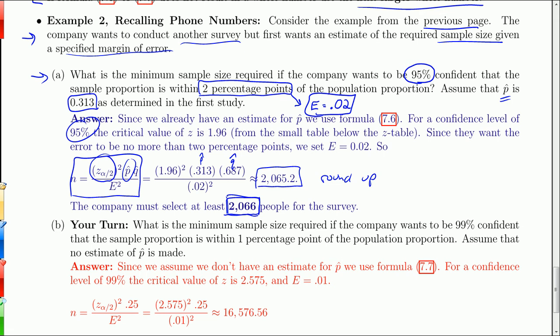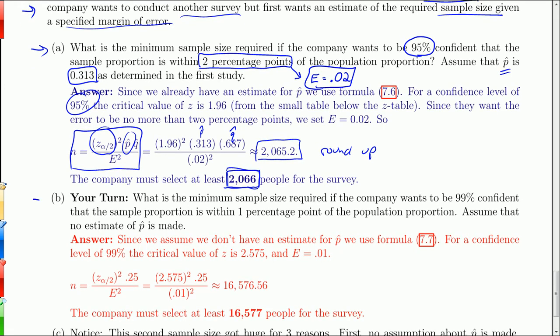Okay, so your turn. Same question. What is the minimum sample size required if, and I'm going to change some of these constraints, I want to be 99% confident, so I'm going up in confidence, that the sample proportion is within 1 percentage point. So my margin of error is 0.01. And I'll assume that I don't know p hat, right? Because p hat might change in this next sample. So I'll assume I have no idea what p hat is.